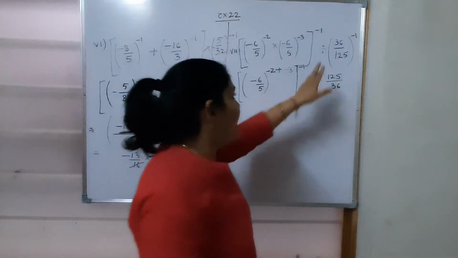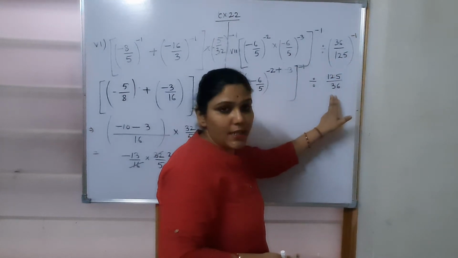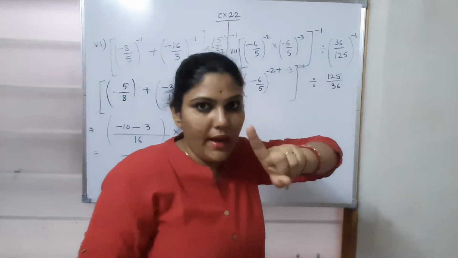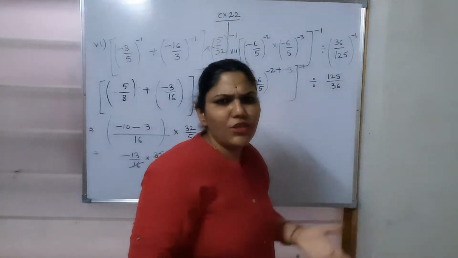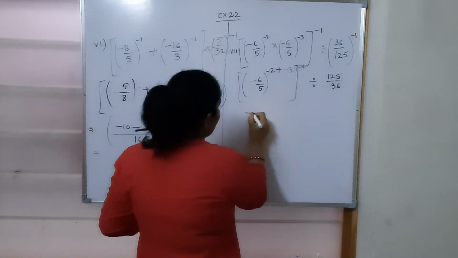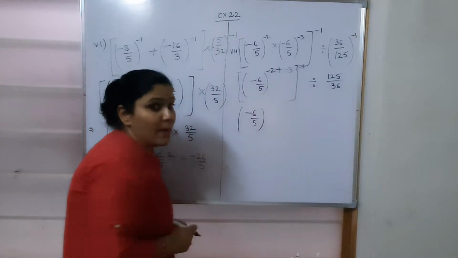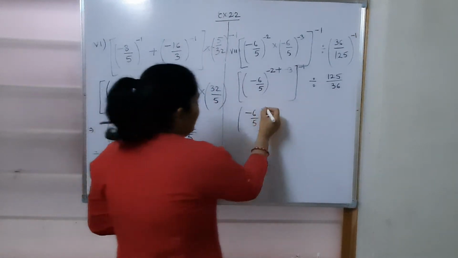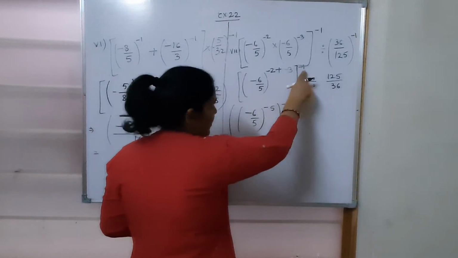Again, when we take the reciprocal, it is going to be 125 upon 36. So the power will become positive 1. I am not keeping it, because 125 upon 36 whole raised to the power 1 is actually 125 upon 36. Now just look here: minus 2, minus 3, the sign will be minus, so minus 5. And then we have one more power, which is minus 1.